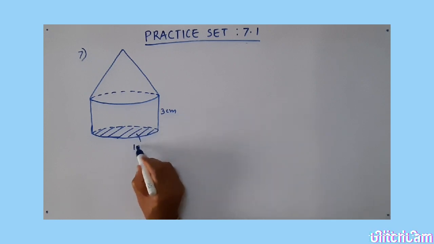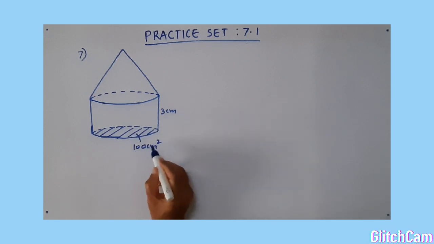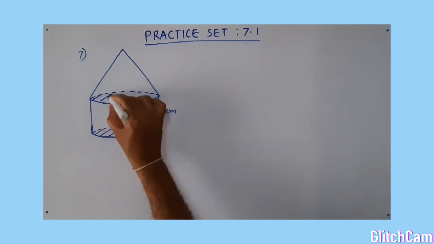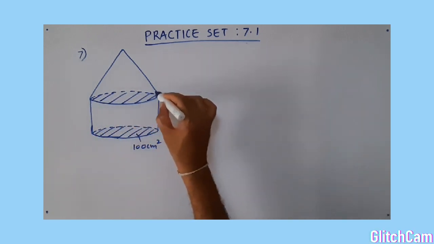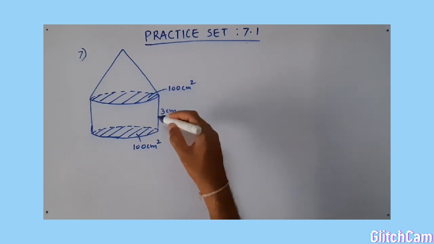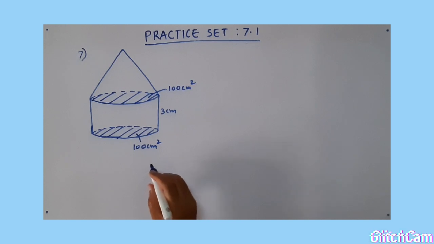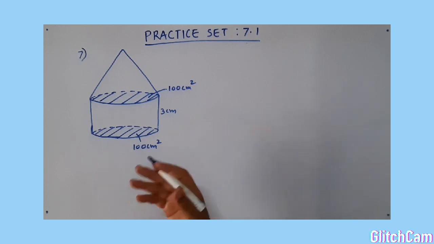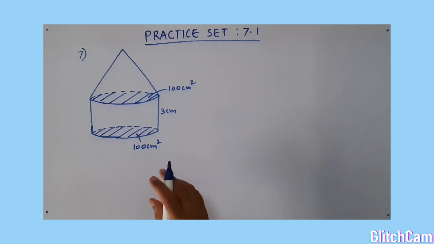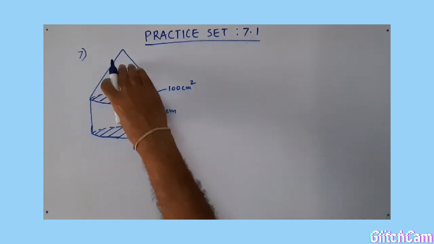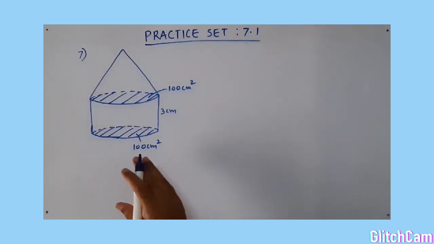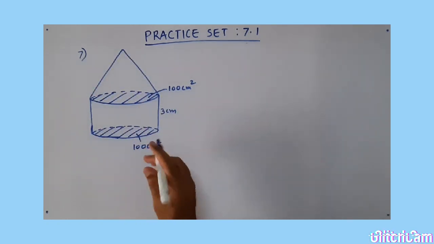You know that the base of a cylinder is a circle. So the area of the base is given as 100 centimeter square, and naturally the base of the cone will also have the same area, 100 centimeter square. While reading the sum you should understand all this. Now it is said that the cone is placed upon the cylinder. The volume of the solid figure so formed is 500 centimeter cube. Find the total height of the figure.